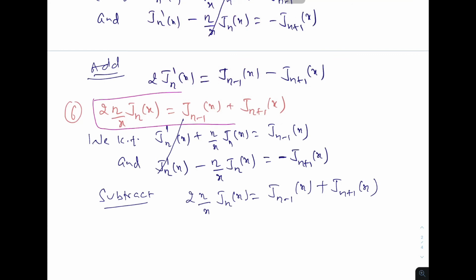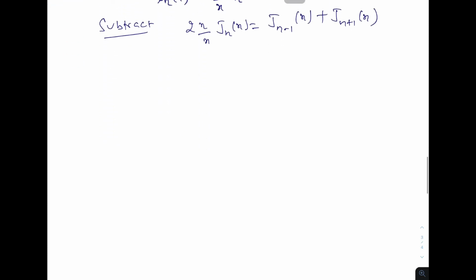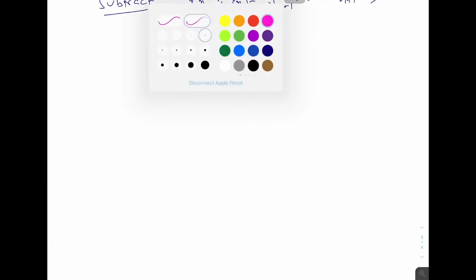We have to use it in one or two examples. So these are the properties of the Bessel's function. Now let us solve one example, and it was asked many times in fact in the GTU, and the example is like this.